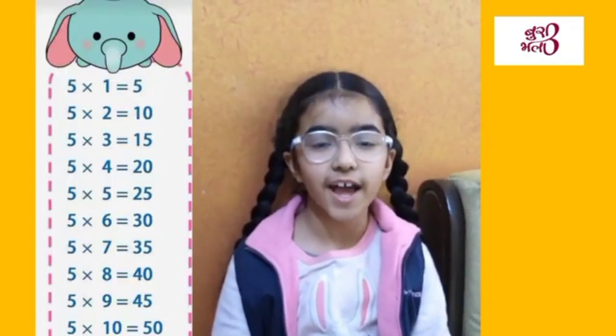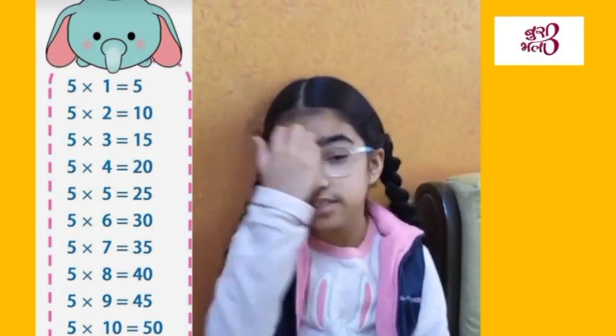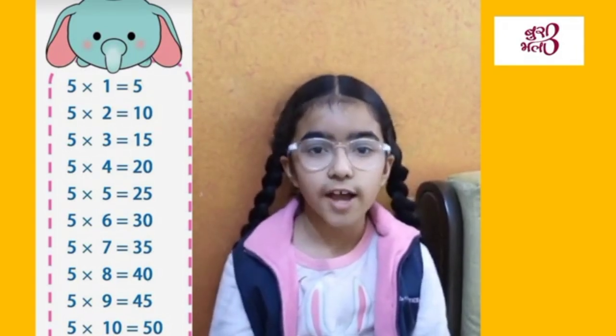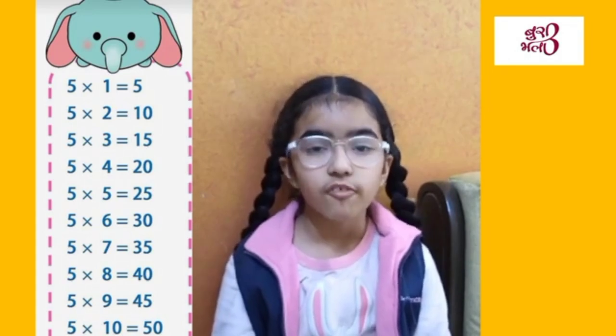5 ones are 5. 5 twos are 10, 5 threes are 15, 5 fours are 20, 5 fives are 25, 5 sixes are 30, 5 sevens are 35, 5 eights are 40, 5 nines are 45, 5 tens are 50.